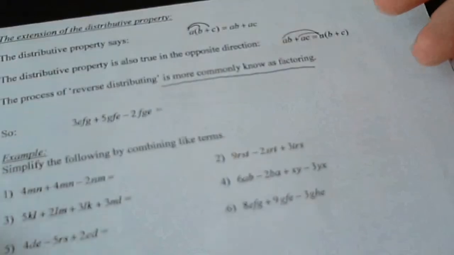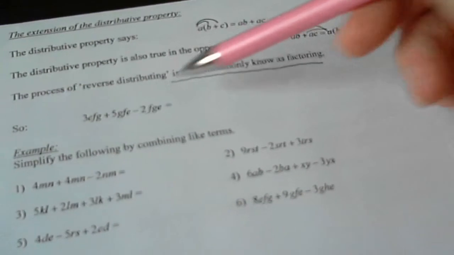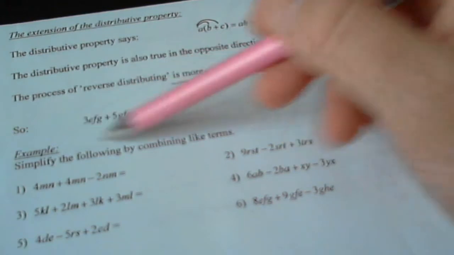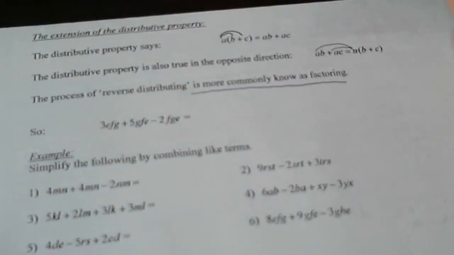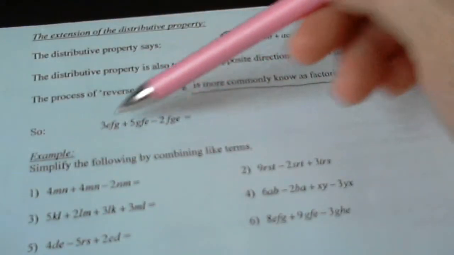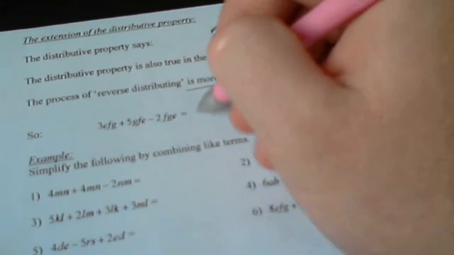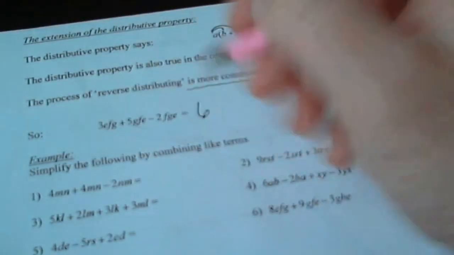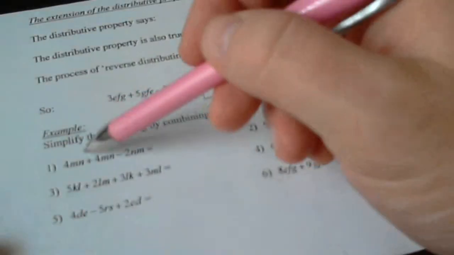Okay? Now, let's try to combine some like terms. This is from up above, 3EFG plus 5GFE minus 2FGE. Notice they all have the same letters, so we're allowed to put these together. And the way we do that is just by adding or subtracting the coefficients. 3 plus 5 is 8. 8 minus 2 is 6. Well, 6 what? Well, some combination of these letters. So I'm just going to use the first one out here, EFG. And that's our answer.